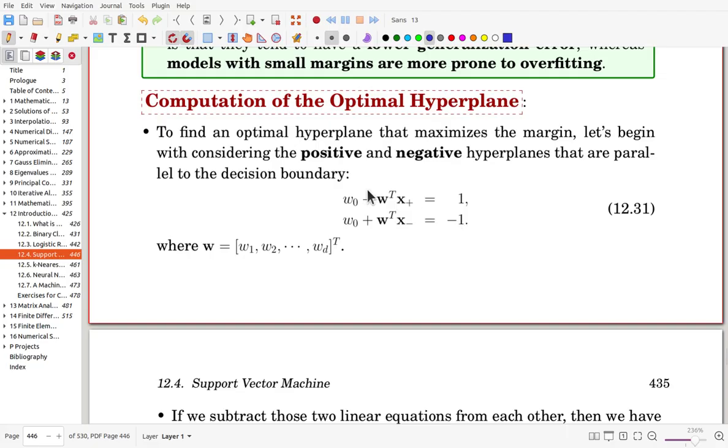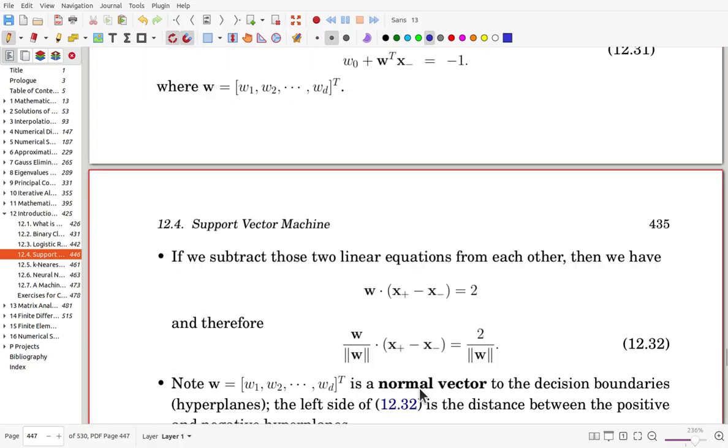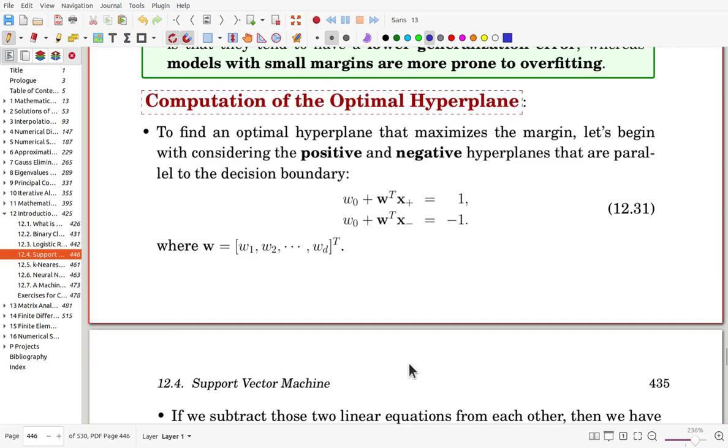Now from this, we can get that equation: just subtract, then we reach this equation. Now divide by the W norm, then here we have this equation. Now we have to understand this equation. That is a dot product. Dot product is a kind of projection. So let's go back to the figure.